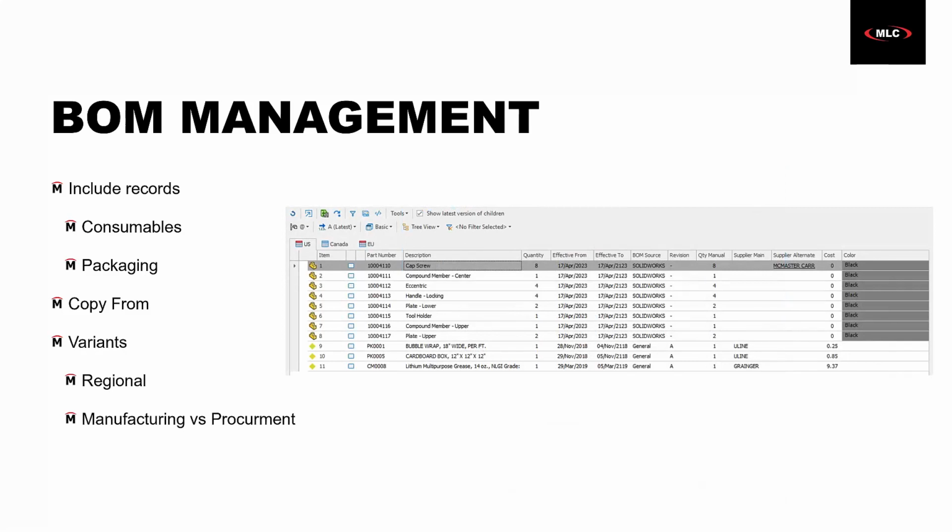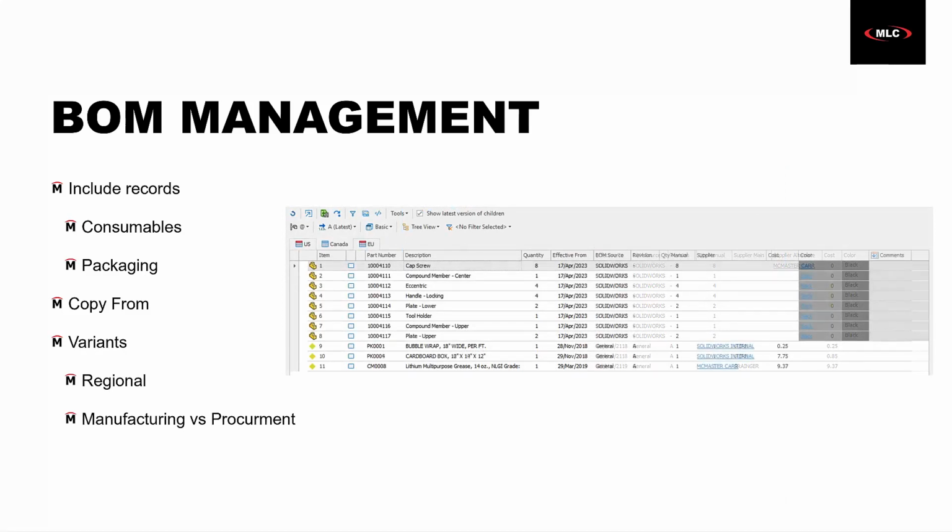So I'm going to take this US BOM, copy it to maybe a European regional BOM, and I can incorporate some key differences, things like changing out the size of the cardboard box or alternating which suppliers I'll use because it's going to be in a different part of the world.